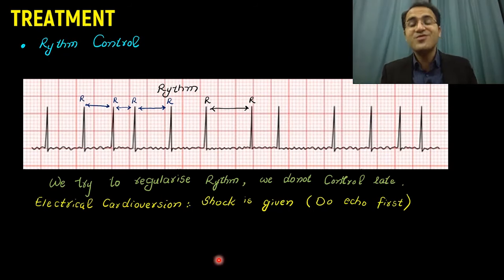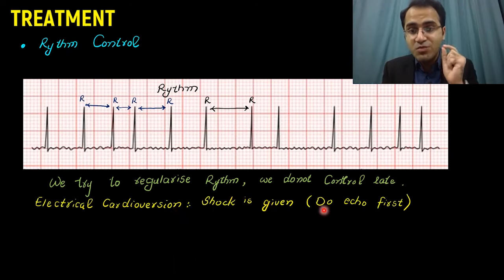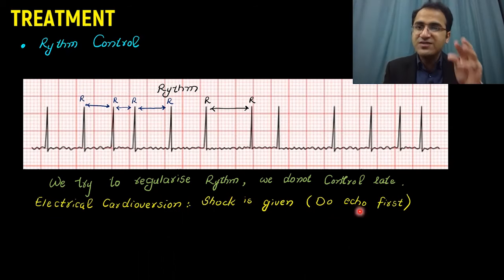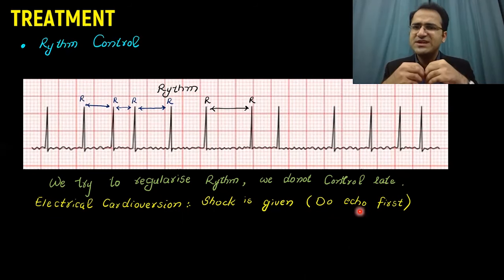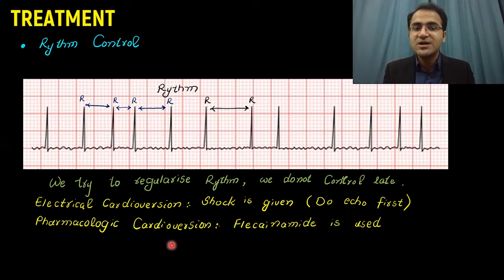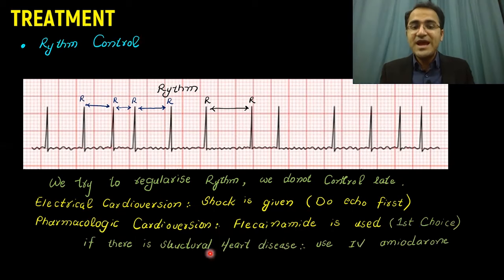Now, how can you perform rhythm control? You can perform rhythm control with electrical cardioversion, in which you give shocks to the patient. And remember, before giving shock, you must do echo to see whether there are thrombi in the heart. If there are clots in the heart, you cannot cardiovert, because you will dislodge those clots and they would cause complications. So do echo first before giving shocks. In pharmacological cardioversion, you can give flecainide. Flecainide is the drug of first choice. It is an antiarrhythmic used to correct the rhythm in atrial fibrillation. And if there is structural heart disease in which you cannot use flecainide, you can use IV amiodarone for rhythm control.